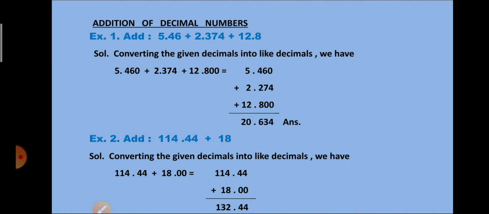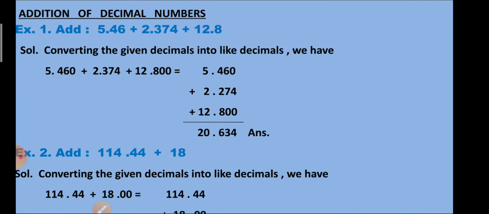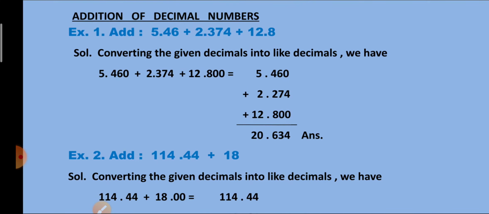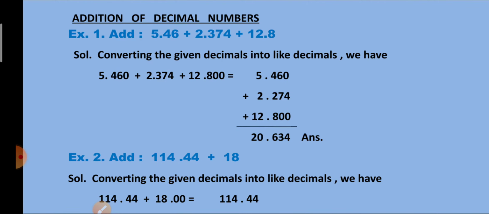Okay, type 3, addition of decimal numbers. If we have a number which has a lot of decimals to it, how do we do addition of decimal numbers? In this, we have to convert all the given decimal numbers into like decimals, as I have shown over here. So the first number is 5.460 plus 2.327 plus 12.800.